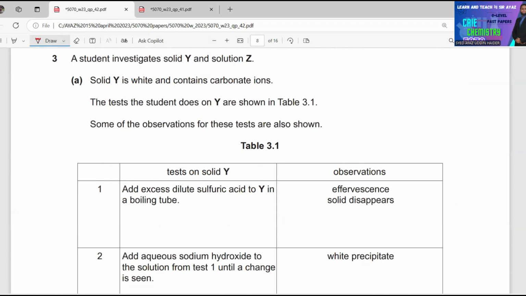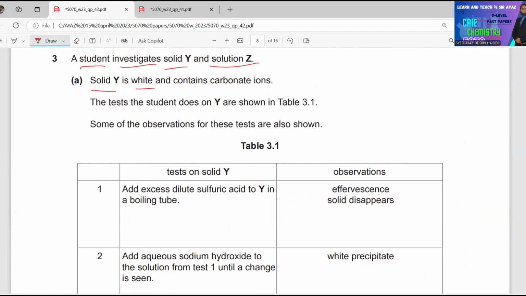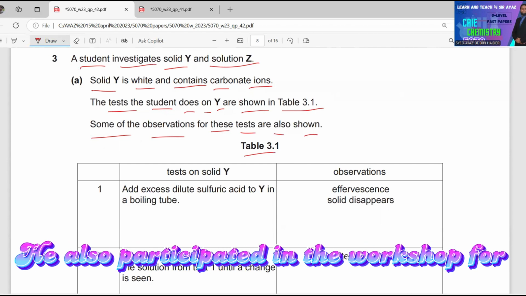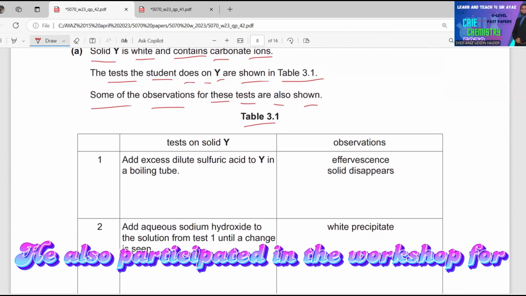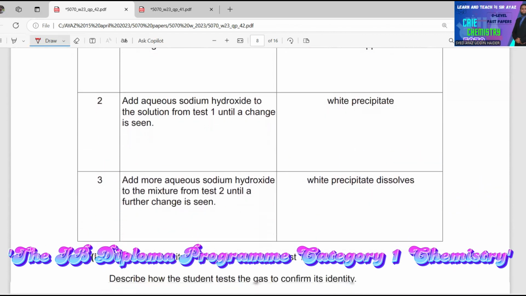Now, question number 3. A student investigates solid Y and solution Z. Solid Y is white and contains carbonate ions. The tests the student does on Y are shown in table 3.1. Some of the observations for these tests are also shown. Table 3.1 has a test on solid Y and observation. We have experiments 1, 2, and 3.